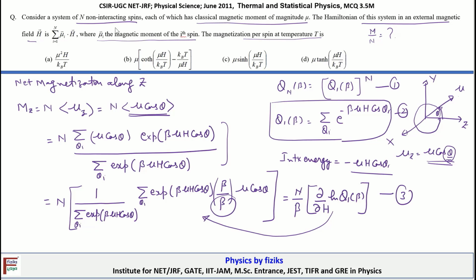So now the problem that is left is to determine what q1 beta is, okay. If somehow we are able to determine q1 beta, then we will be able to determine the magnetization per spin, okay. So let's take a look at how we can determine q1 beta. So let me introduce a page and then we will continue, okay.